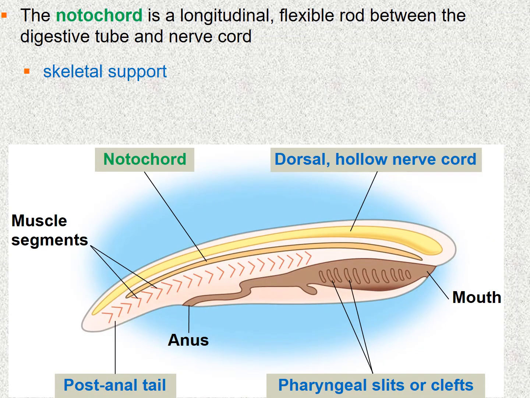So the notochord is actually a longitudinal rod. It's a flexible rod, and it is present between the dorsal hollow nerve cord and the digestive system. The notochord provides skeletal support. In most vertebrates, however, a more complex skeleton forms, which would make up the vertebrae. Adults retain only remnants of the notochord in the vertebrate group.